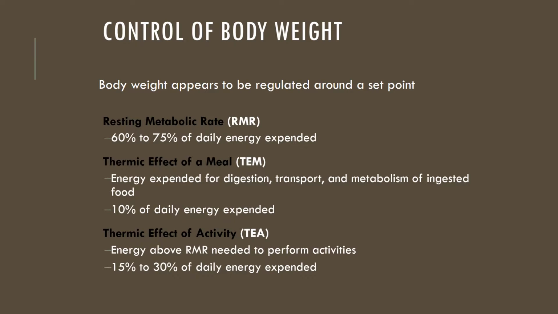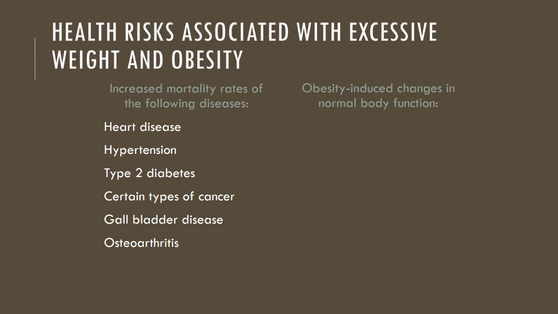Then the thermic effect of activity. This is the energy above your resting metabolic rate that you need to perform activities. So whether that's walking, running, jumping, hopping, whatever it is, that's going to be additional energy expended. And this, of course, depends widely on your physical activity level. People who are more active are going to expend more calories. But between 15 and 30% of your daily energy expenditure comes from the thermic effect of activity. And of course, the one of these that's the easiest to change is activity. You can increase activity relatively easily.